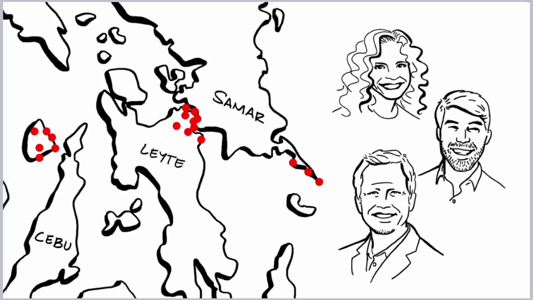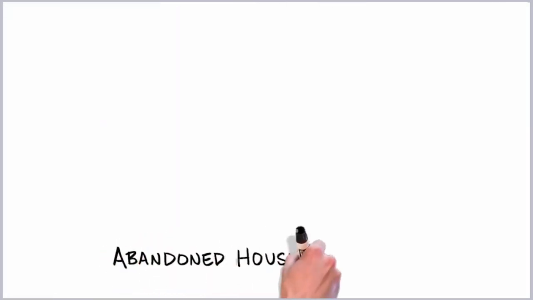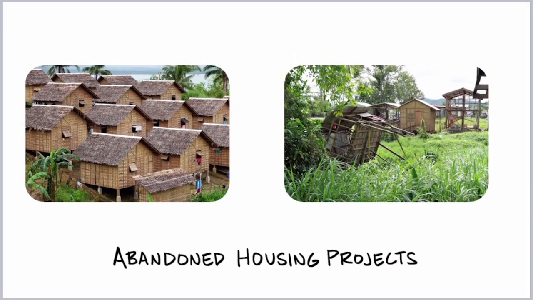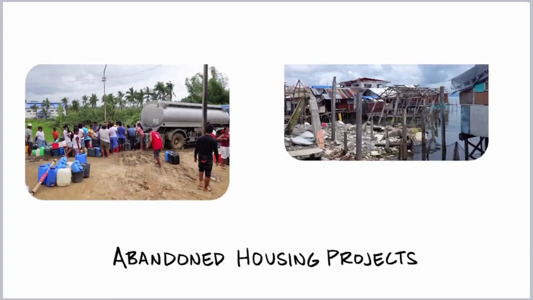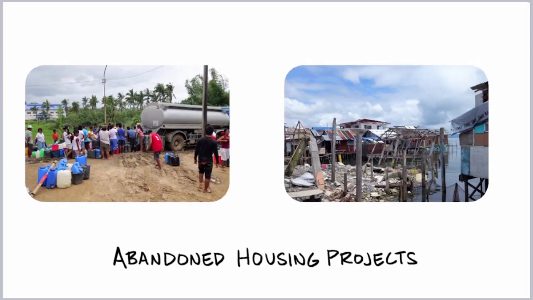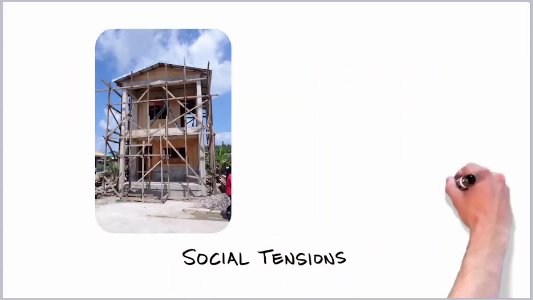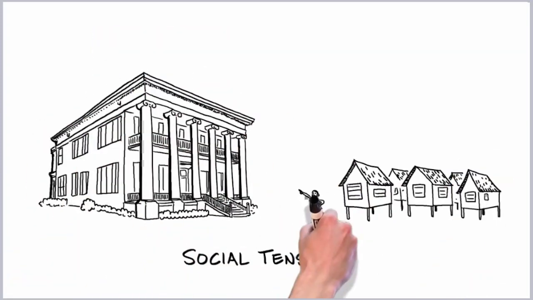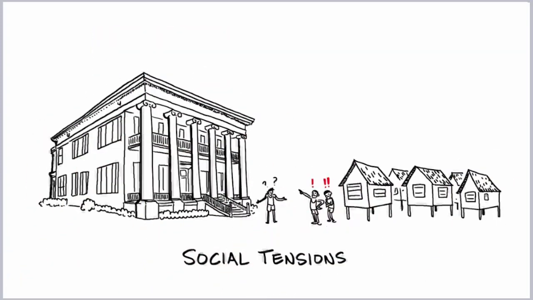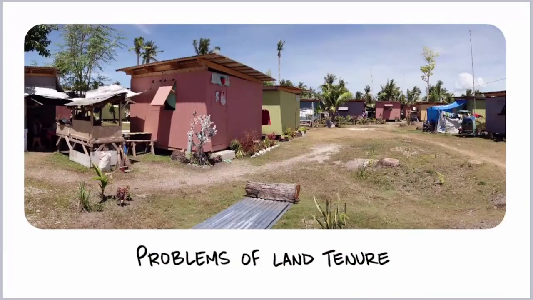We were amazed at the problems we saw. For example, abandoned housing projects, where people left because their new houses or transition shelters were too far away from water, schools, and economic opportunities. Social tensions, where new houses were not built in line with local customs, as when some families were shunned because their new houses were seen as too big and fancy, violating community norms of modesty and equality. Problems of land tenure, where people were in danger of being evicted from their new houses because the relief agency did not secure the proper land titles.